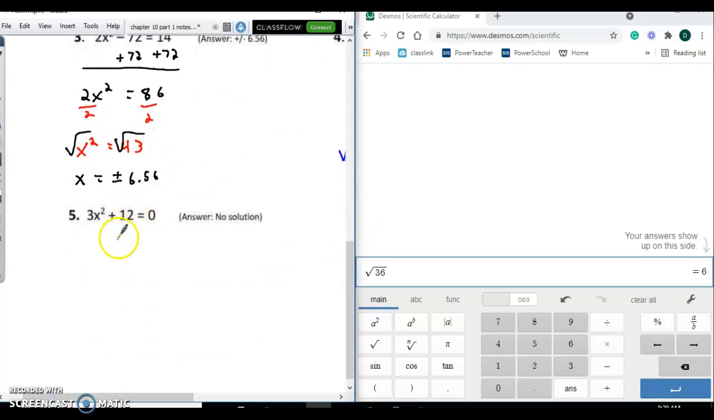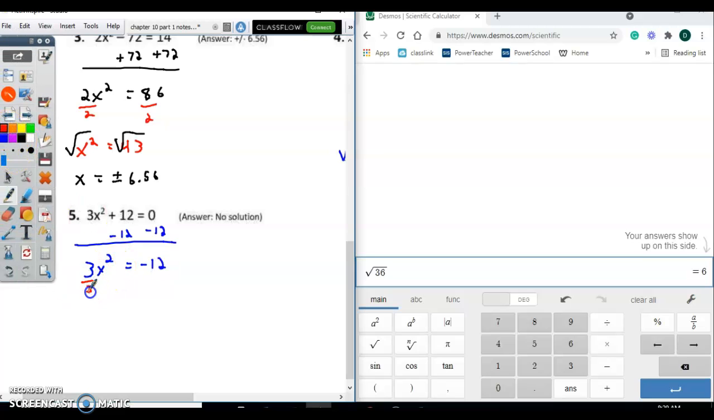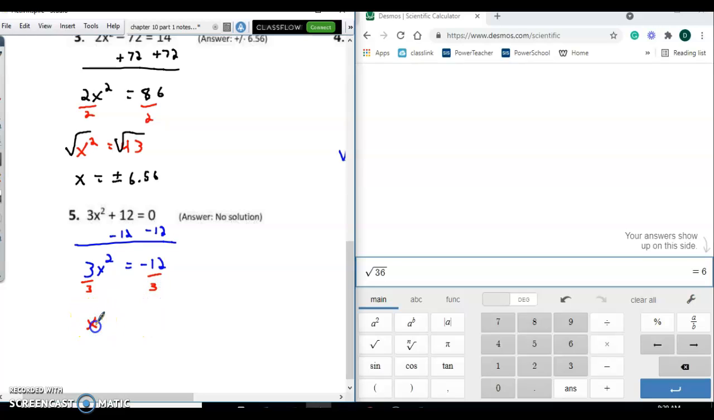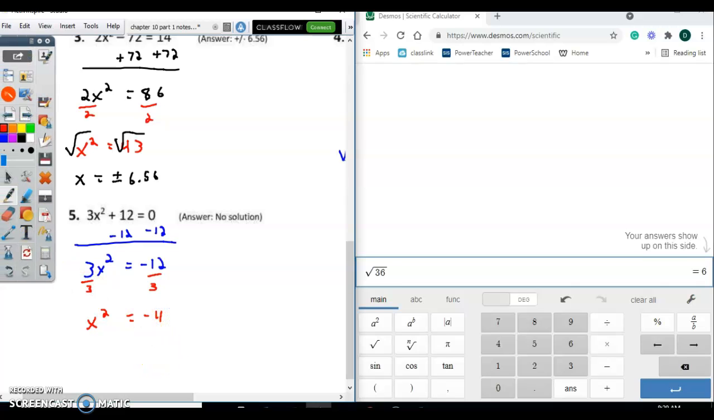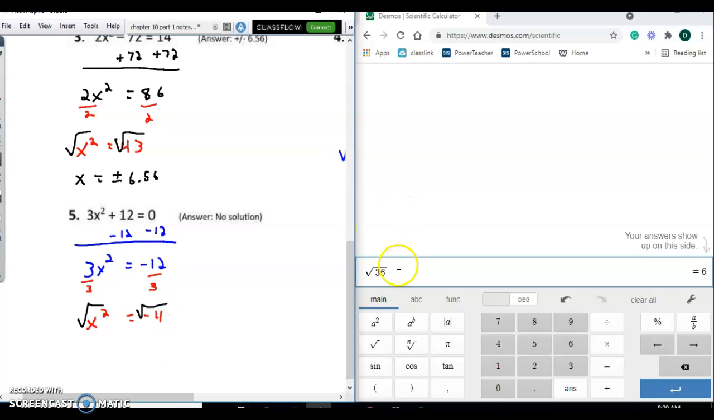We will start by subtracting 12 because we're undoing it. So 0 minus 12 is negative 12. Then we divide by 3. X squared equals negative 12 divided by 3, which is negative 4. And then we would take the square root of both sides. And then this was kind of a test to show you that we cannot take the square root of a negative number. We type that in, it says undefined. So we could just write no solution or undefined, whichever you want to write.